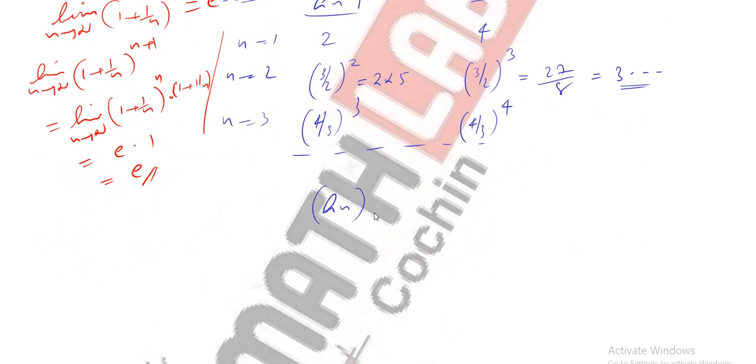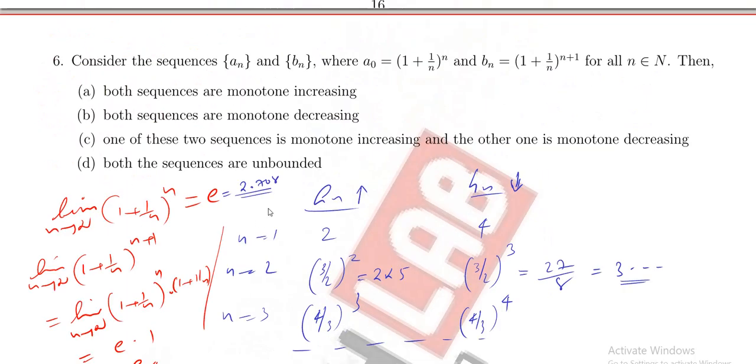So a_n increases and sequence b_n decreases. All right, so one of these two sequences is monotone increasing and the other one is monotone decreasing. So C is the correct answer, all the other options are false.